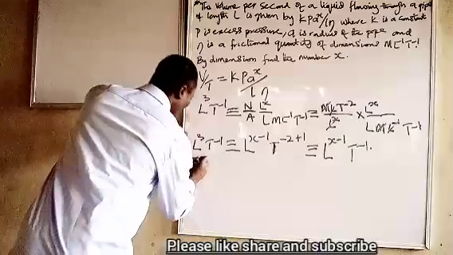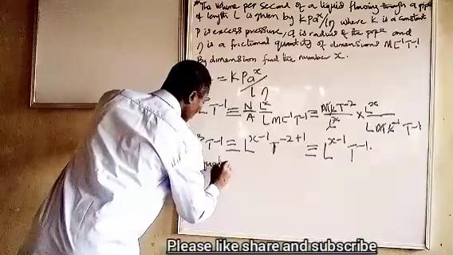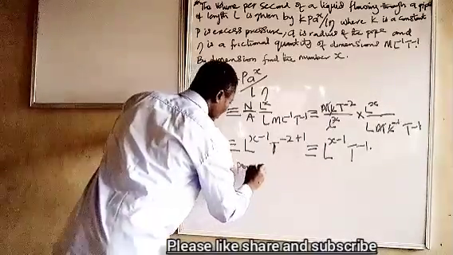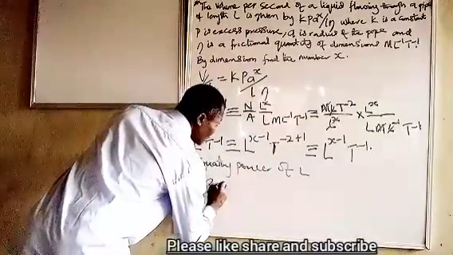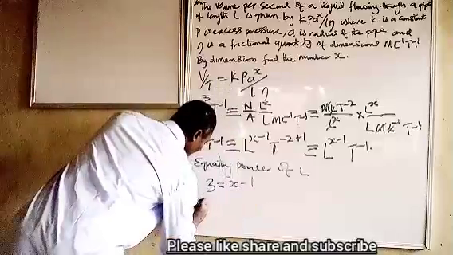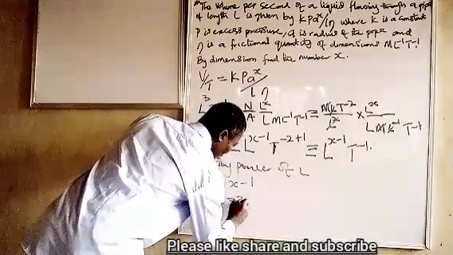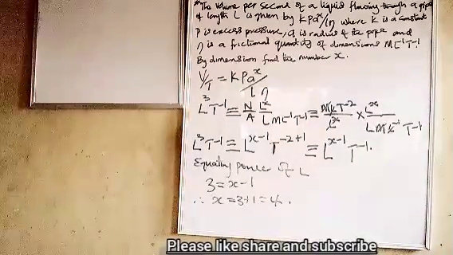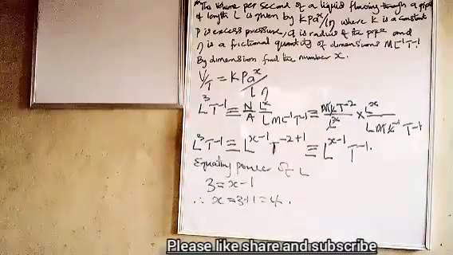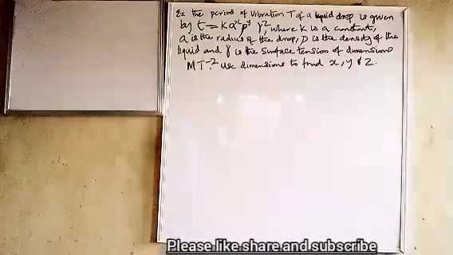So if you look at it, equating powers of L, 3 will be equal to x minus 1. Therefore, x is equal to 3 plus 1, which is equal to 4. So we have been able to find x. x is equal to 4 using dimension. Now let's look at this example.